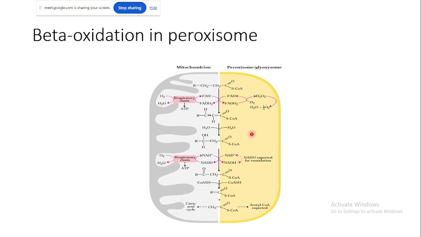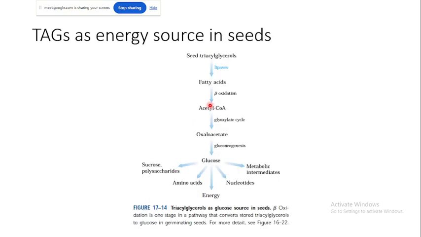In peroxisome it will be exported, right? So there is no ATP production in the peroxisome, but in the mitochondria, the byproducts are associated with the ATP production, right? And in the seed, TAGs or triacylglycerol is a source of energy.